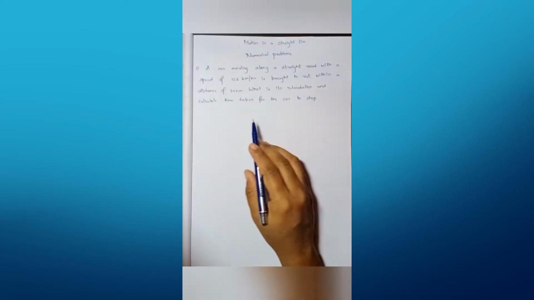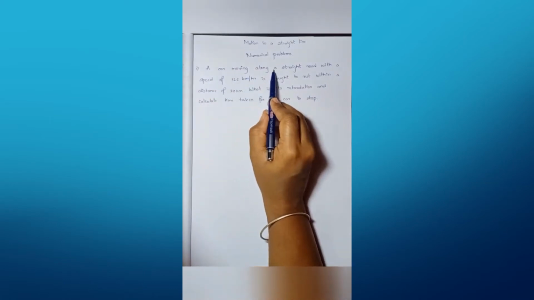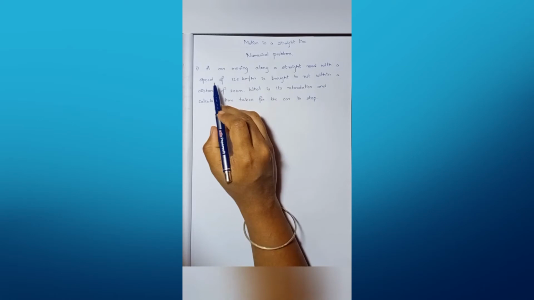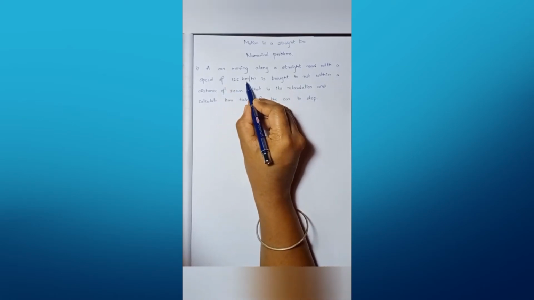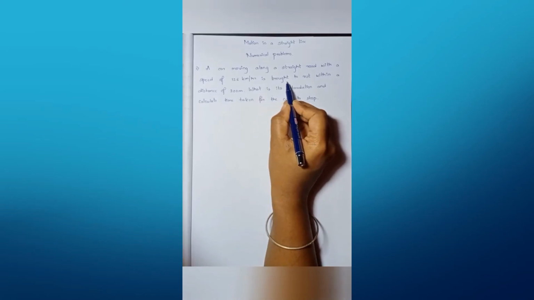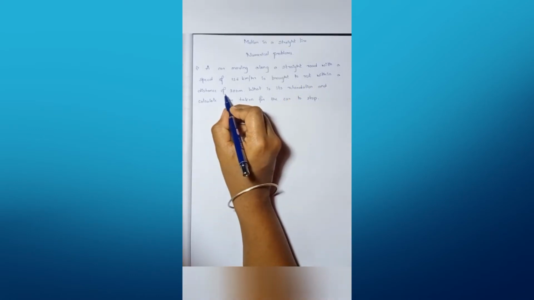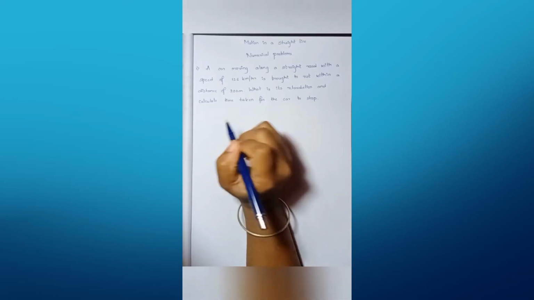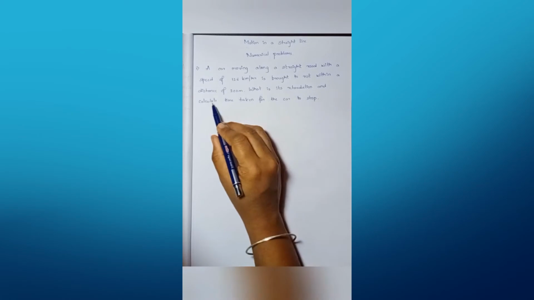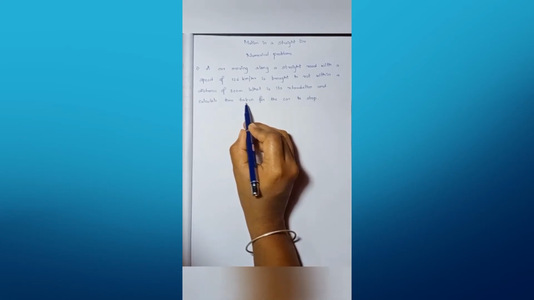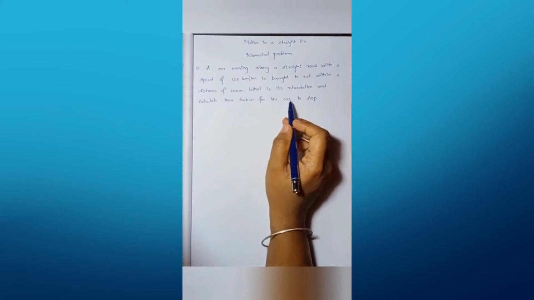So let's go to the first problem, that is a car moving along a straight road with a speed of 126 km per hour is brought to rest within a distance of 200 meters. What is its retardation, and calculate the time taken for the car to stop.